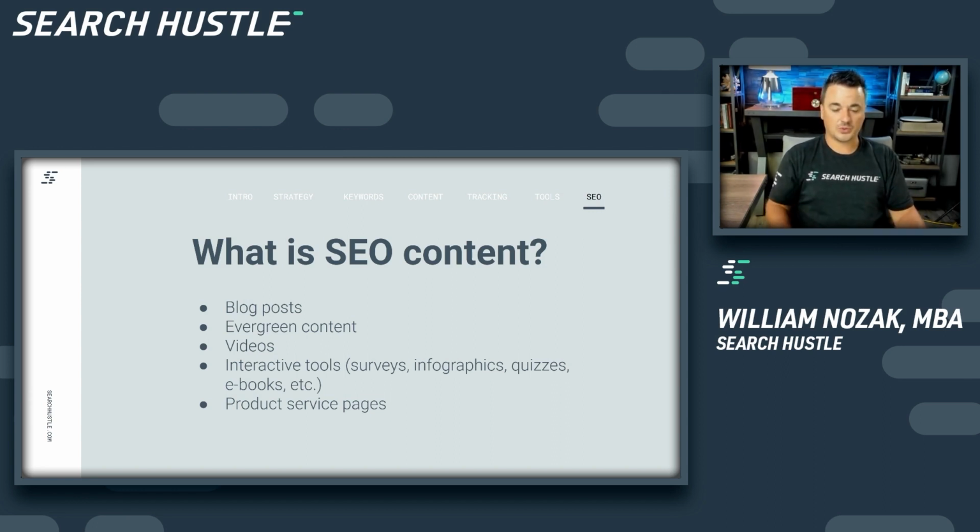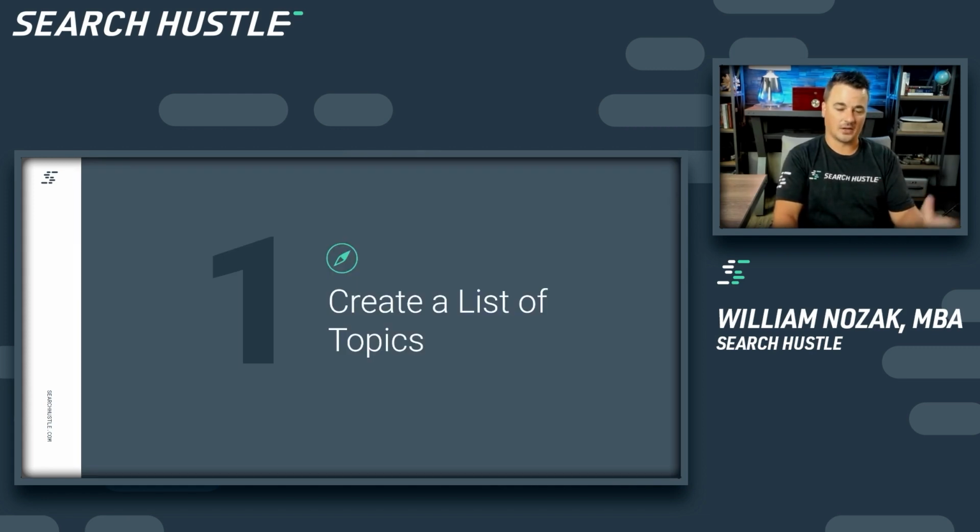So interactive tools, surveys, infographics, quizzes, ebooks, anything you can add of value, white papers, educate them, give them some type of free training videos if you can afford to do it, training people, allowing them to subscribe to your journey so that they can get some information from you. If you've got really good content teams, there's value there for end users. Product service pages, this is all an SEO content strategy.